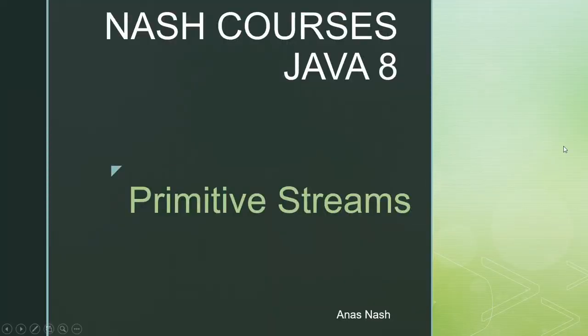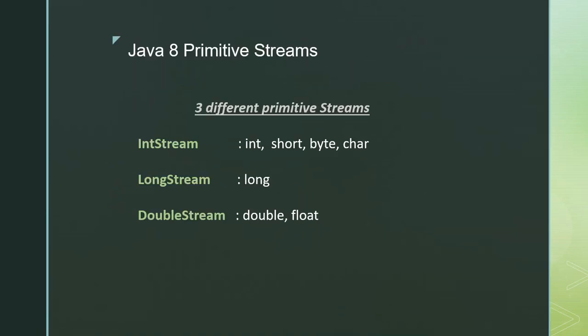Hello everyone, the course today will be about Java 8 primitive stream. So in Java 8 there are three different primitive streams. The first one is IntStream, it's used for all primitive Java types like int, short, byte and char. LongStream is used by long primitive, and DoubleStream is used by double and float, which are decimal numbers.